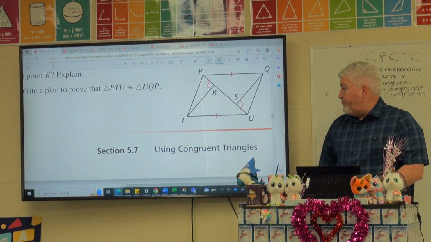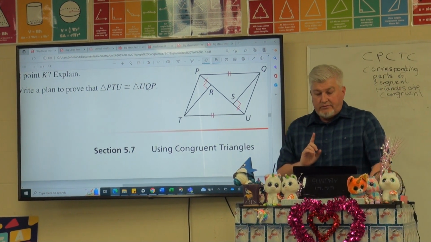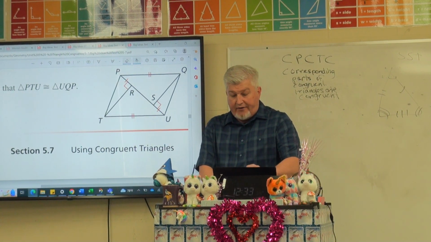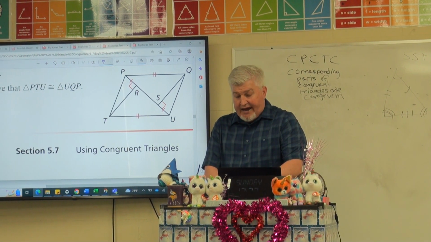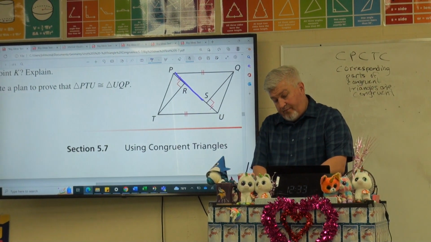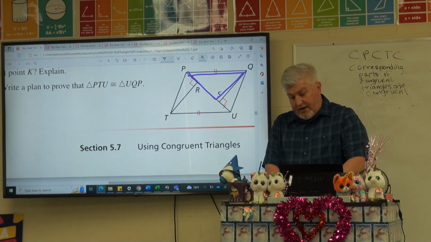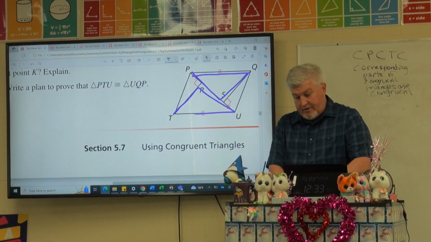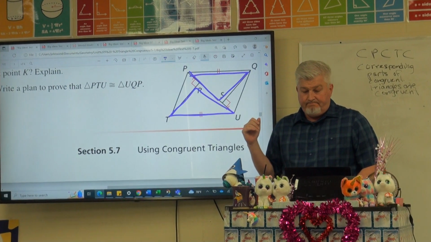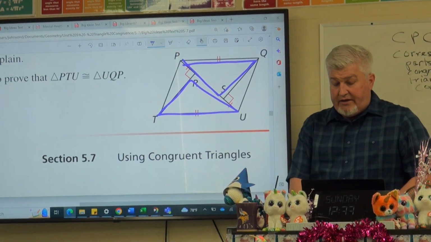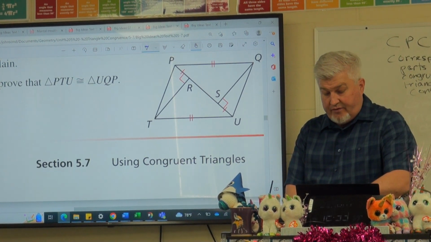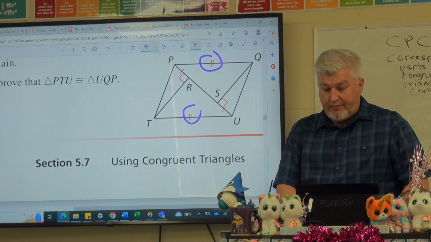Okay, so we're back. The key to this is you need to focus on the smaller triangles first. So let's look at this triangle, PSQ and TRU. Let's try to prove those 2 triangles congruent to one another. Okay? Very clearly, they have a shared side, right? Here's how we know that.